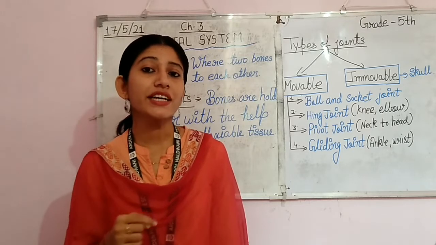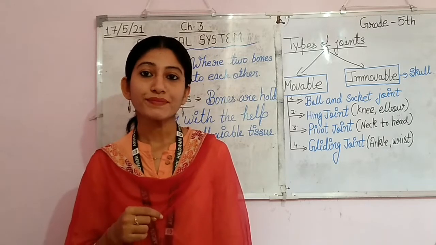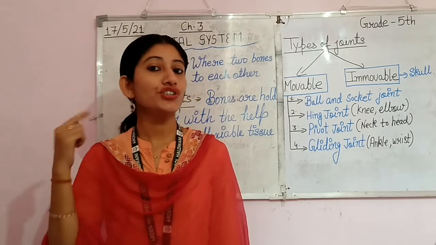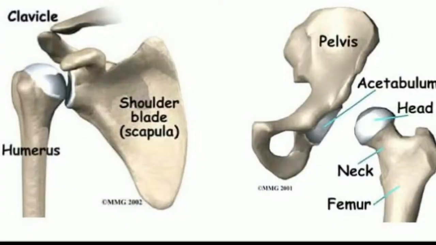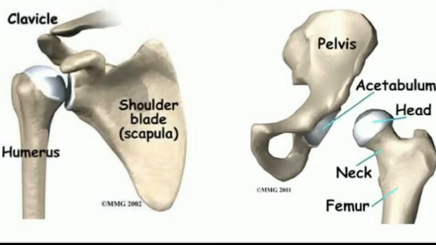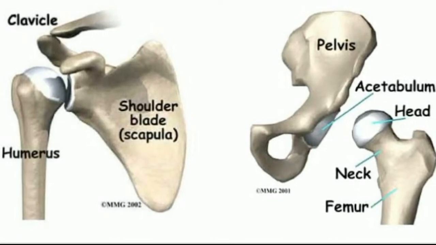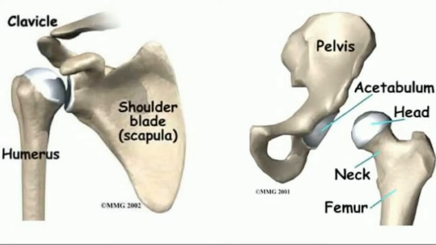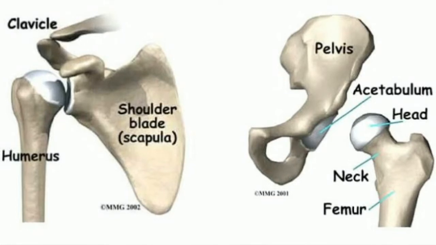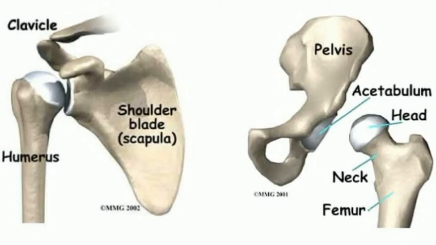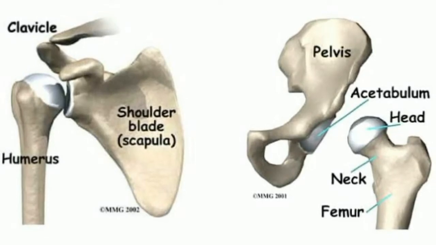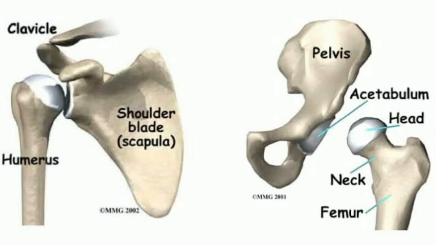Where have you seen such a type of joint in your body? It is in your shoulders and hip joint. Now on your screen you can see, students, two pictures are given. The first one is your shoulder joint, showing us the ball and socket joint in the shoulder, and the other picture is showing us the pelvic joint, also called the hip joint, the ball and socket joint in the hip area. So these two pictures are showing you ball and socket joint of shoulder and hip.